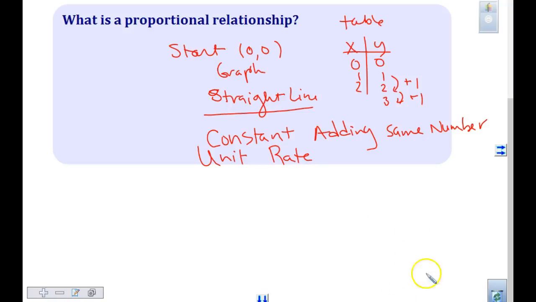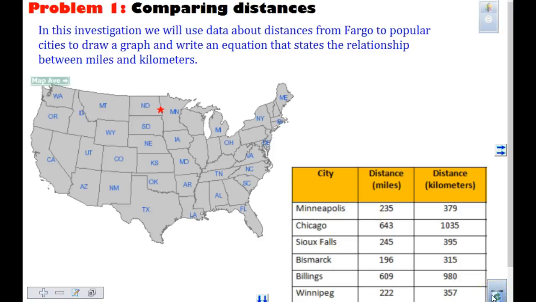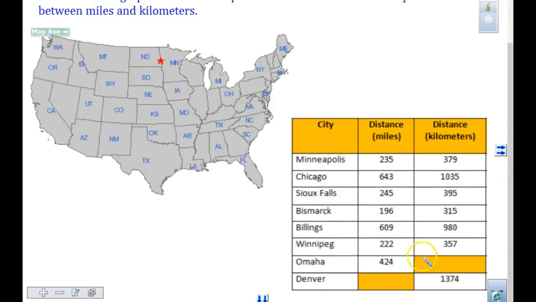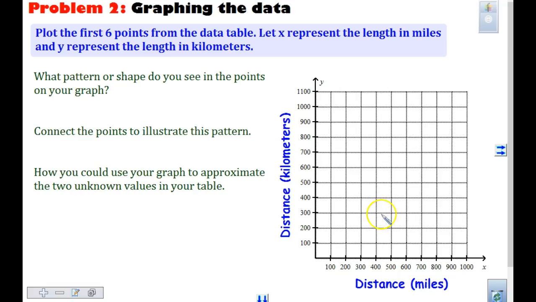So, as we are continuing, if you don't have a calculator, you're going to need one. Today we are going to be investigating distances using both miles and kilometers. And we are looking at these different cities from Fargo. So this is the distance Minneapolis is in miles and then kilometers. Chicago, Sioux Falls, Bismarck, Billings, Winnipeg, Omaha, and Denver. Notice Omaha and Denver have nothing here. We're going to try and figure those out, and we're going to do it using our unit rates, and we're going to be using our constant rate of change.